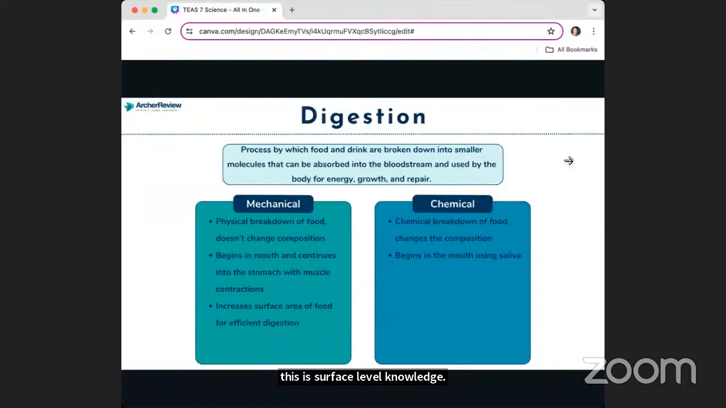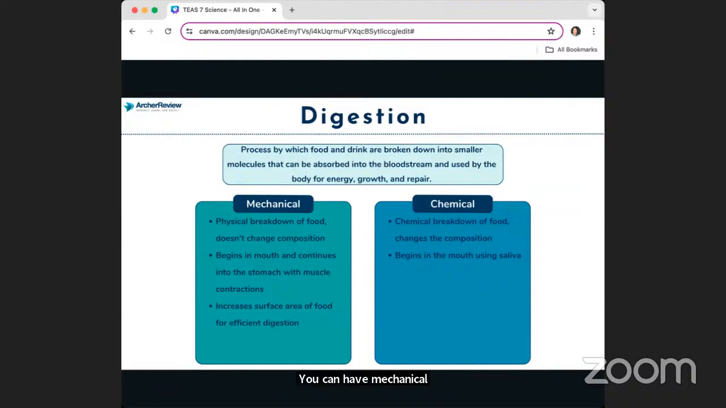The digestive system is the process by which food and drink are broken down into smaller molecules, so you can absorb all the good things that come from your food into the bloodstream, and it can be used by the body for energy, growth, and repair. There's two different types of digestion. You can have mechanical digestion or chemical digestion.